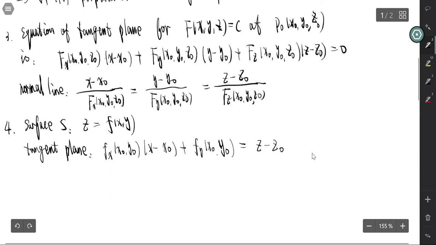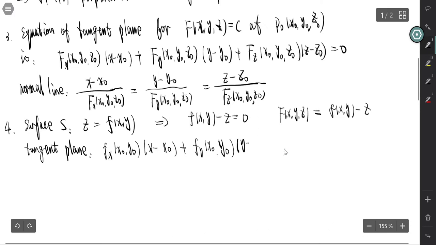Because this surface can be read as f(x, y) minus z equals 0, so the capital F(x, y, z) is f(x, y) minus z. So F_x is the small f_x, F_y is the small f_y, and F_z is negative 1. So that is f_x times (x minus x0), plus f_y at (x0, y0) times (y minus y0), minus (z minus z0) equals 0. Then we move the z minus z0 to the right hand side, like this.